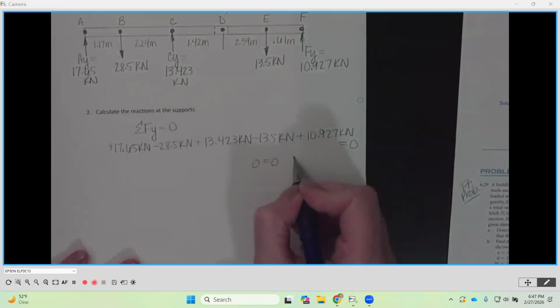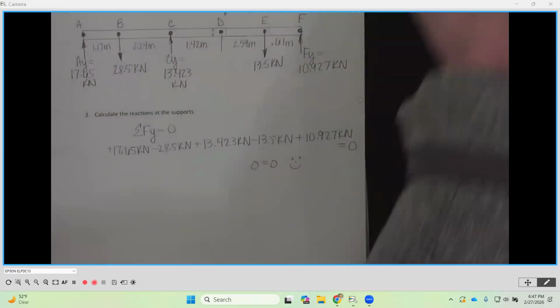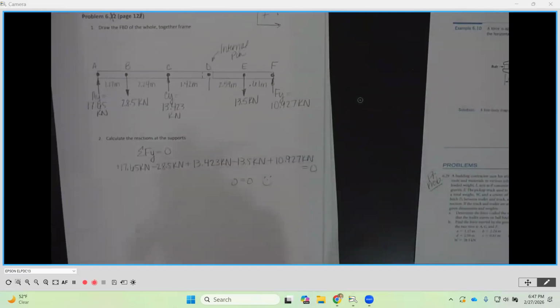Yes, thank you, Deborah. So we're going to put a little smiley face because that means that we did all our work correctly. Okay, if we come back here and we don't have 0 equal to 0, then that means somewhere along the line we didn't get what we needed to. Okay, so let me stop the recording for this problem here.